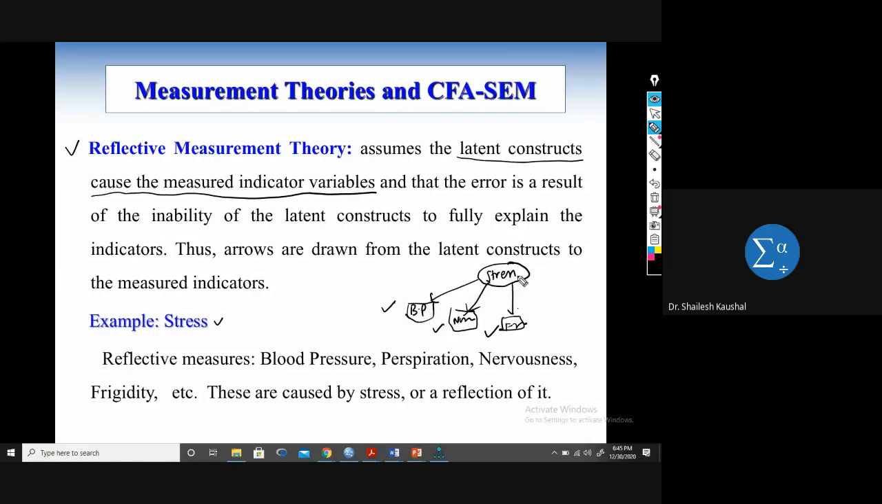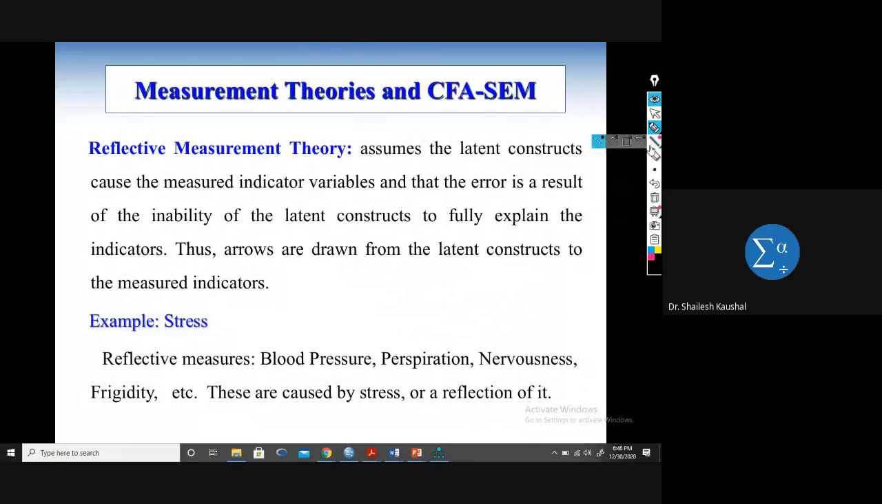This stress we cannot directly observe, but if someone has high blood pressure, then we can say you may have some stress. Because of stress, your blood pressure is high. You are feeling nervousness because you have some stress. You are feeling frigidity, it means you are stressed. So these variables are dependent variables with respect to this stress, because they depend on the stress. This is the unobserved variable, stress. This model is known as the reflective measurement model. In our social science research, generally 95% of models are reflective measurement models.